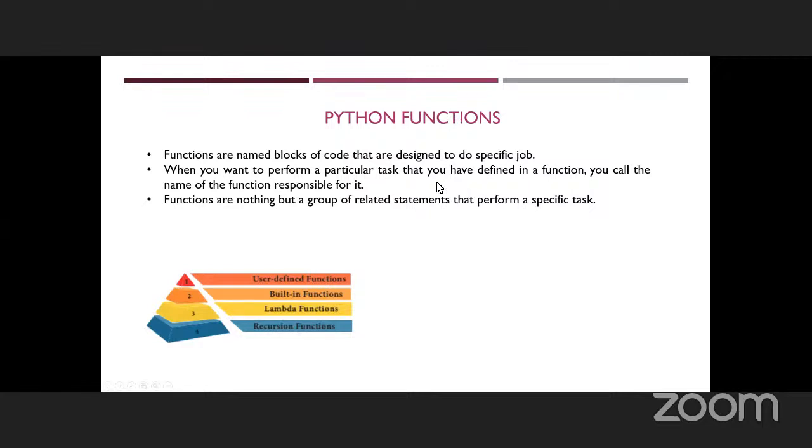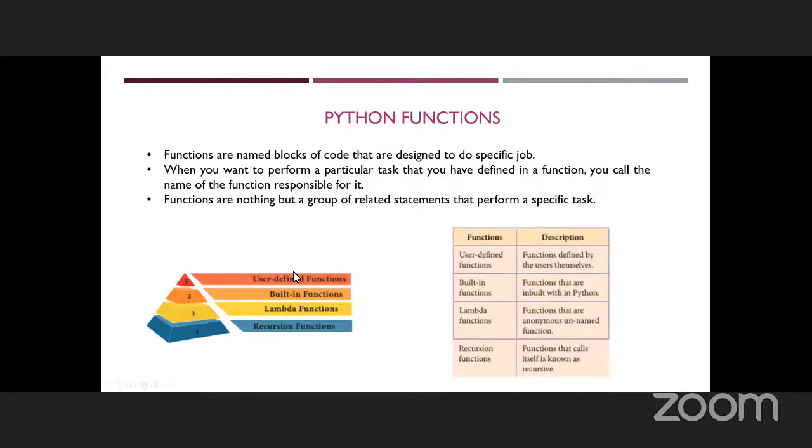Basically, a function is a block of code that is designed to do a specific job. The function should be called if the specific task is to be performed. For example, if we create a sum function, it means that we have to add some numbers. So we are just calling that sum function to do that specific job of performing addition. So this is known as functions. And I said that it has 4 types: user-defined, built-in, lambda, and recursion.